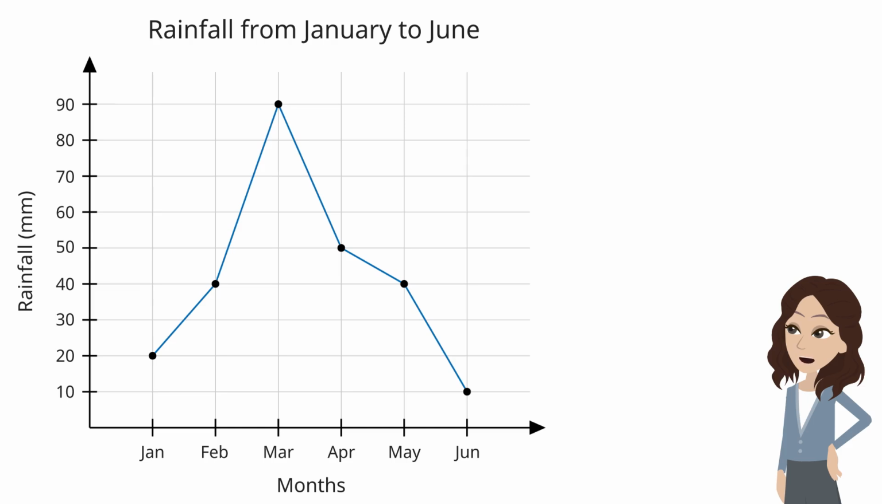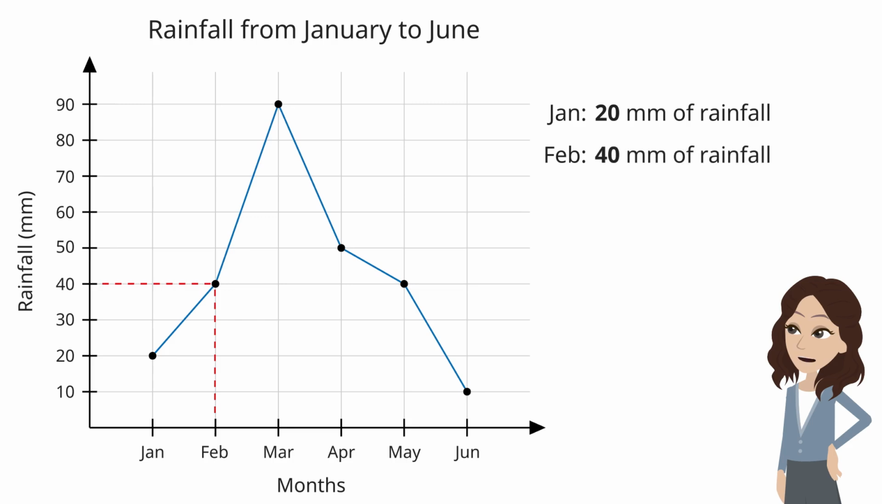How can we use the line graph to find the amount of rainfall in each month? To find the rainfall in January, we find January on the horizontal axis. Then, we go up vertically until we reach the point on the graph, then move horizontally to the left until we reach the vertical axis. Since the number on the vertical axis for January is 20, this means that in January, there was 20 millimeters of rainfall. In February, there was 40 millimeters of rainfall. In March, there was 90 millimeters of rainfall.